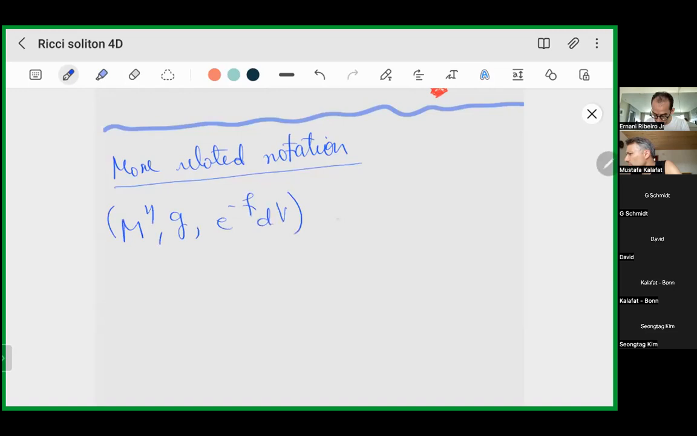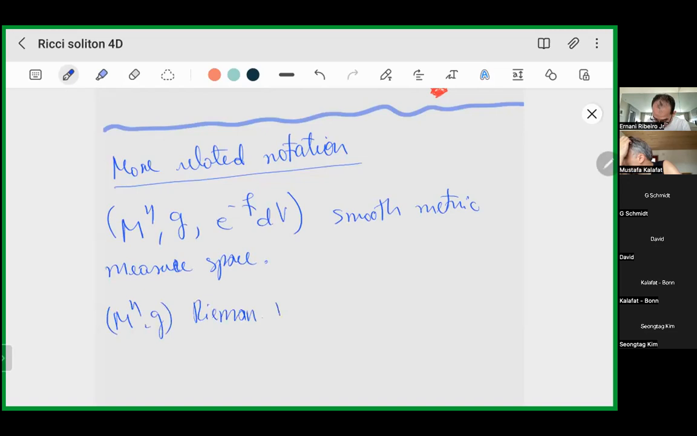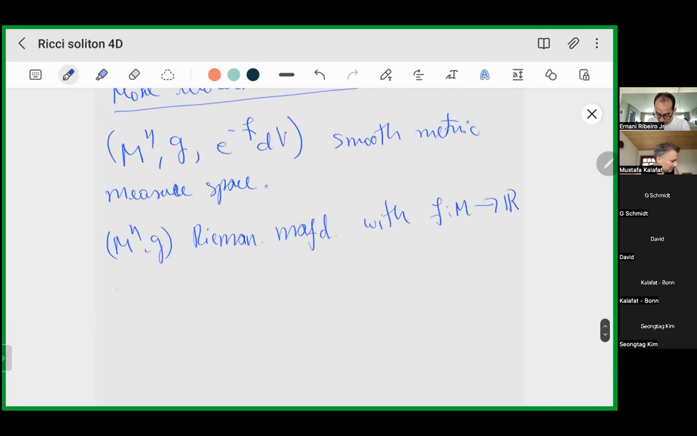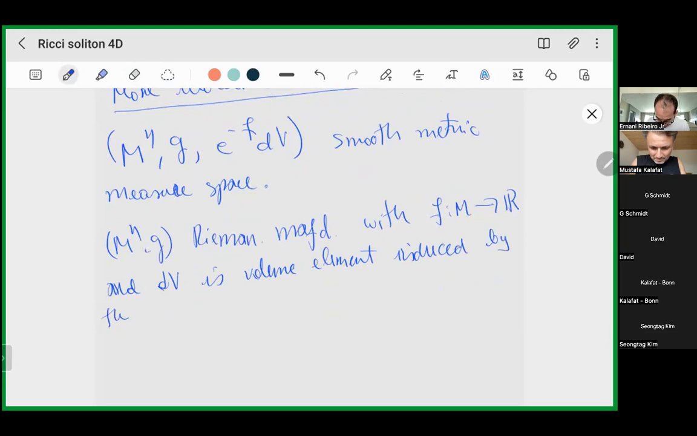In other words, this is a smooth metric measure space, which essentially is a Riemannian manifold together with a function. We have a function f on M, and dv is the volume element induced by the metric. Okay, this is a smooth metric measure space.